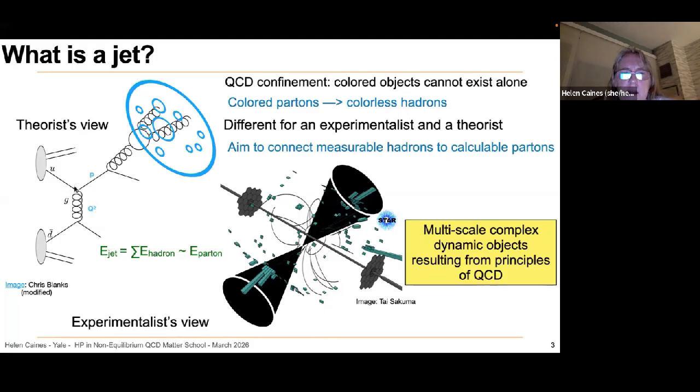To a theorist, it's the parton that is knocked out and the energy that comes from the Q squared of the collision. To an experimentalist, it's a slightly different view. We have all the particles that come out of the collision, most going down the beamline, and then we have these two back-to-back collimated cones of particles that we gather together. If we could get all the hadrons that come out of the fragmentation pattern, they would add up to the energy of the parton, so we would know the energy of the initial collision. It's a multi-scale, complex, dynamic object, but it's calculable from first principles in QCD. So that's theoretically what a jet is.